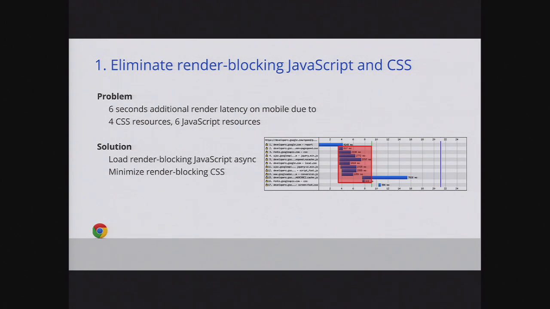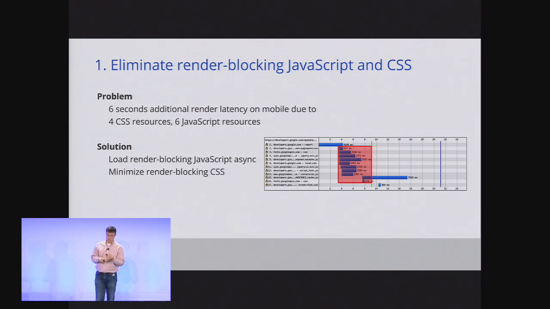So for us, and I'll show in a little more detail in a minute, what we concluded we needed to do was basically eliminate all of these resources from being render blocking. And that amounted to doing two things, which we'll dive into. Loading our render blocking JavaScript asynchronously, and then really thinking about, well, what is the minimal amount of CSS we actually need to render this app, and loading that in a blocking way, but making sure we weren't loading any more than we needed in a render blocking way.